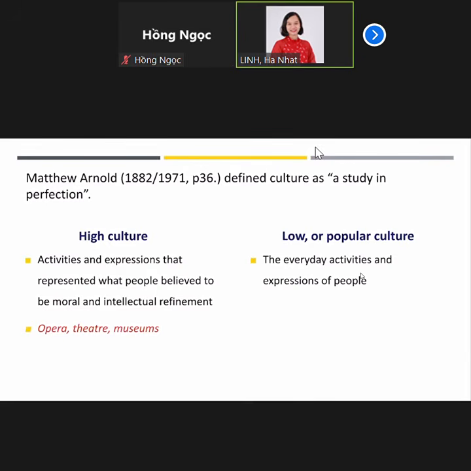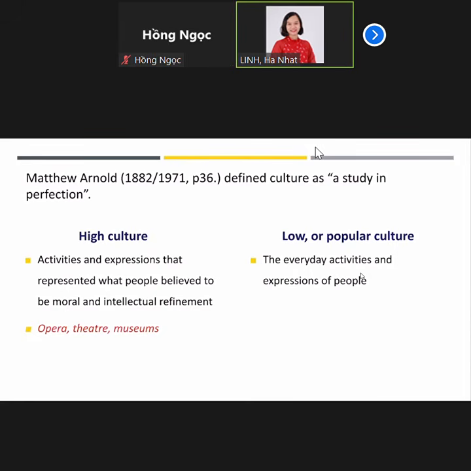He defined culture as a study in perfection. Therefore he divided culture into two groups. The first one is high culture. He means activities and expressions that represent what people believe to be moral and intellectual refinement. For example, opera, theater, and museums are classified as high culture. In contrast is low or popular culture, which means the everyday activities and expressions of people.